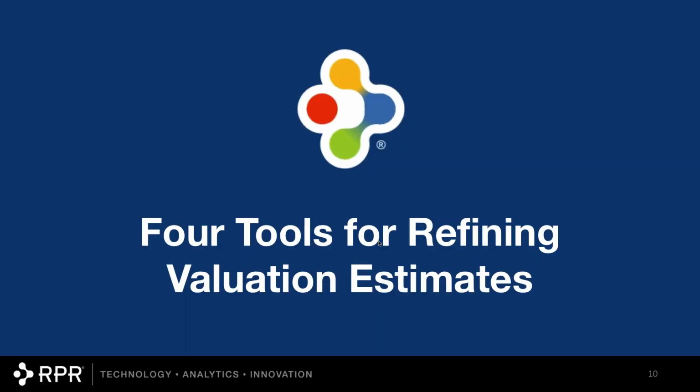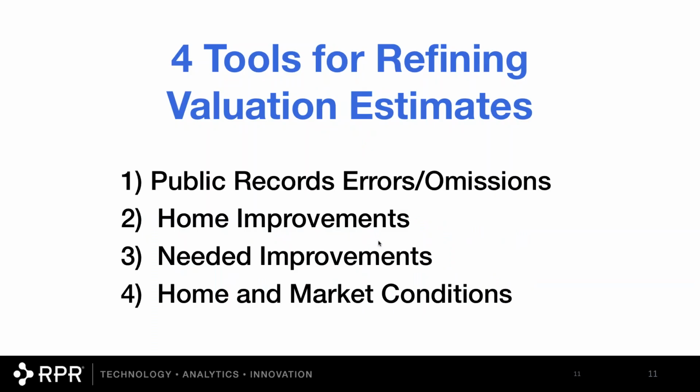Now, there are 4 tools that we use for refining those valuation estimates. Those 4 tools are the public records, errors and omissions. So lots of times public records are not always accurate. They do make mistakes. And so you can go in and make those corrections to your property.